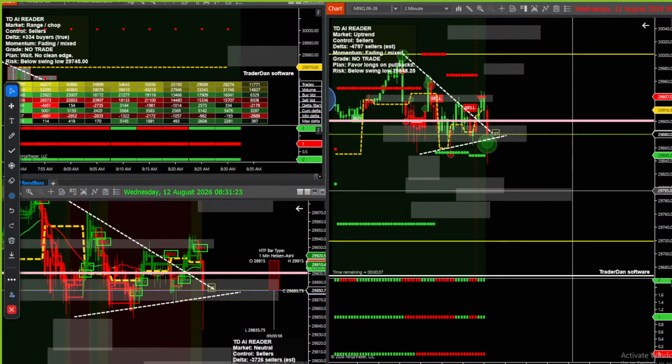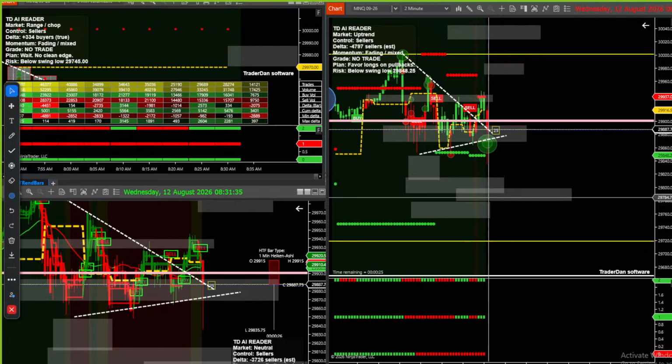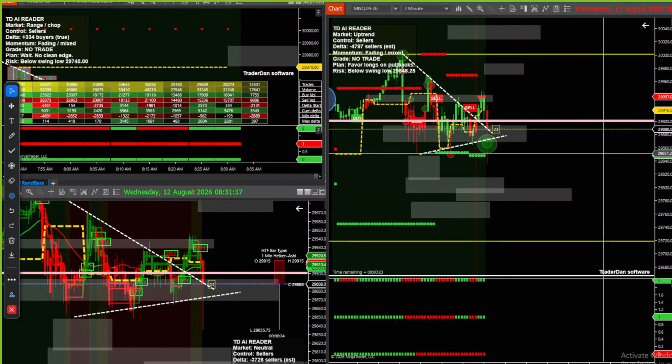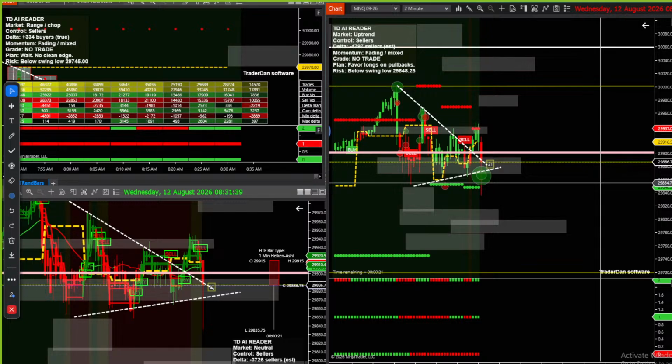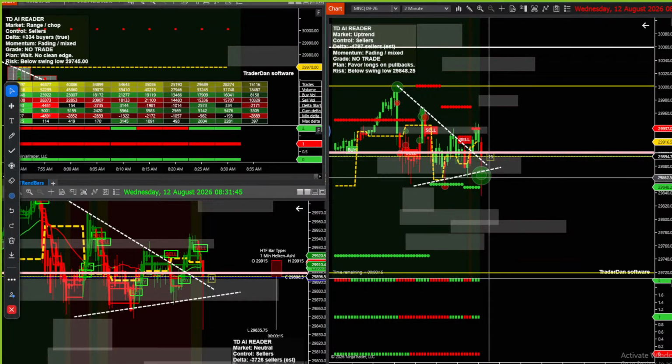Good grief. All right, now they swept the low. What are they going to do? And then push right back up. This is what I was saying. They're getting everybody out of these trades. This is crazy, man. I hope that saved you if you were in a long. I told you they're going to come down and sweep these lows.